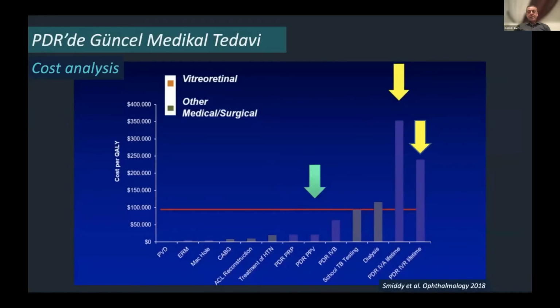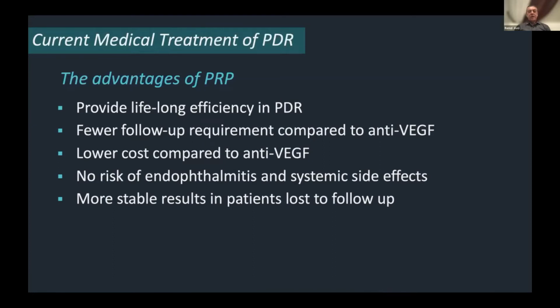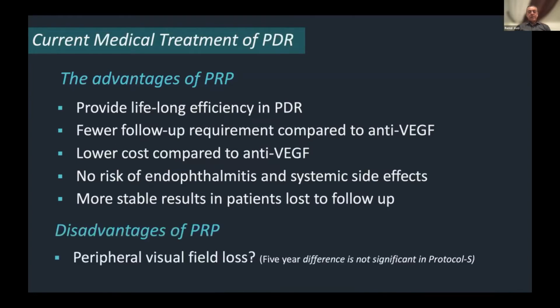Again, regarding the cost analysis, both aflibercept and ranibizumab treatment are significantly more expensive compared to PRP treatment. So in summary, the advantages of PRP are that it provides lifelong efficacy in PDR and has fewer follow-up requirements compared to anti-VEGF, a lower cost, no risk of endophthalmitis and systemic side effects, and more stable results in patients who are lost to follow-up. The disadvantage is peripheral visual loss, but this also became controversial after the 5-year results of the Protocol S study.